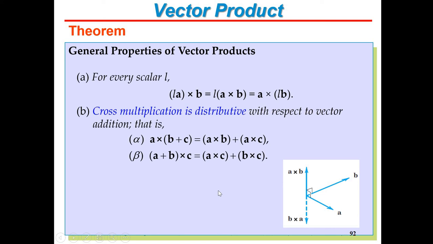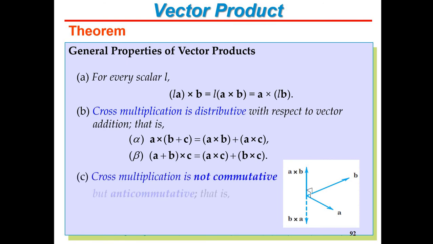But here is an extremely important property. The cross product is not commutative. If you compute A cross B, it's not the same as B cross A. It's actually minus B cross A. So the cross product is anti-commutative. This is extremely important. Remember, the dot product A dot B is the same as B dot A, but A cross B is minus B cross A. On the picture on the right, you can see both vectors A cross B and B cross A with the correct orientation using the right-hand rule that we discussed earlier.